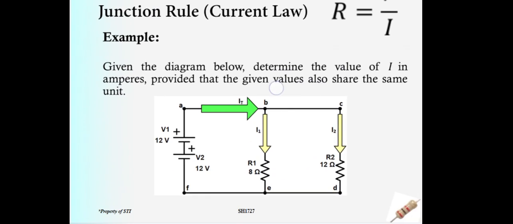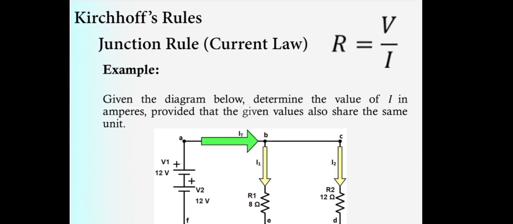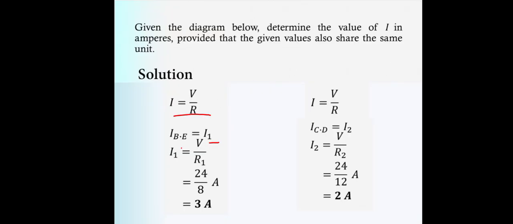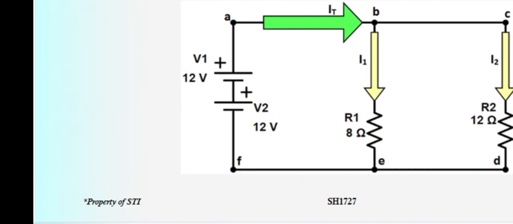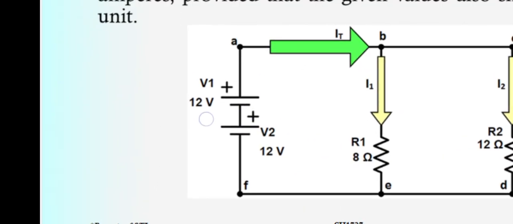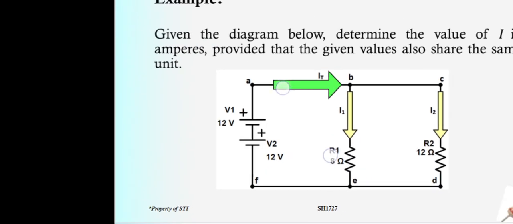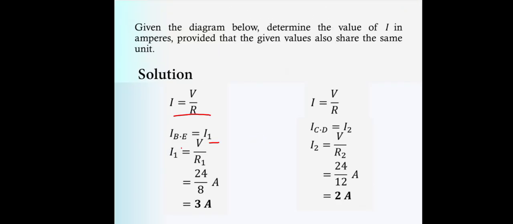Okay? So, to solve for the current, we just simply have the voltage na 24 and the resistor na 8. So, bakit 24 yung voltage? So, take note, ito. We have voltage 1, which is 12 volts, and voltage 2 is 12 volts. So, 12 plus 12, that is equal to 24. Kaya, 24 yun siya dyan. And 24 divided by 8 is therefore, that is equal to 3 amperes.